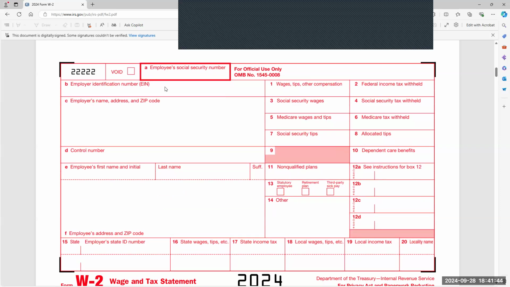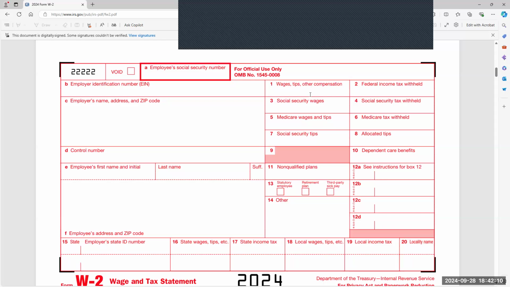Box B shows the employer's identification number, the EIN, which is basically similar to an individual's Social Security number. C, the employer's name, address, and zip code. D, the control number. E, the employee's first name and initial, as well as their last name and suffix, if any. F, the employee's address and zip code. And then we have several numbered boxes.